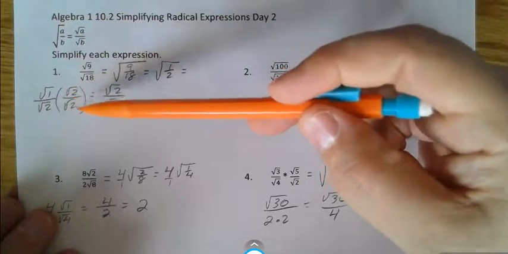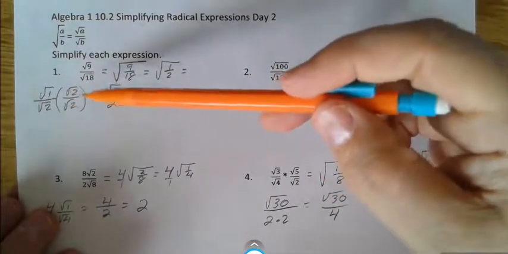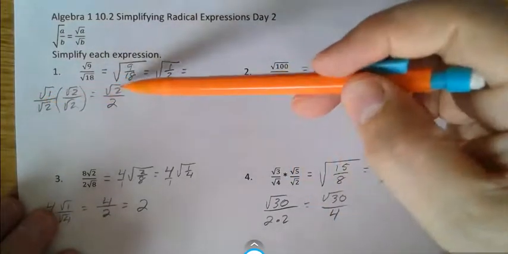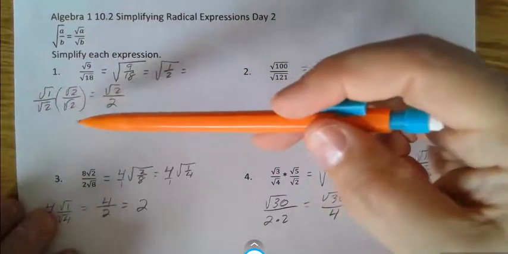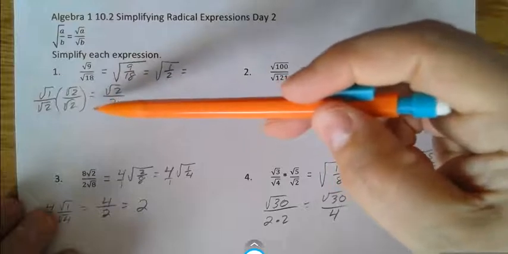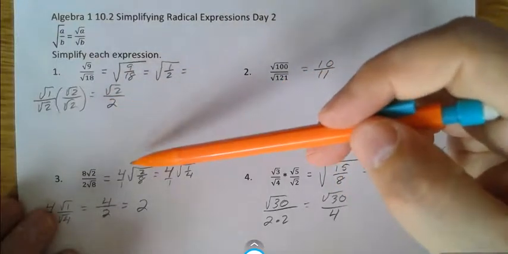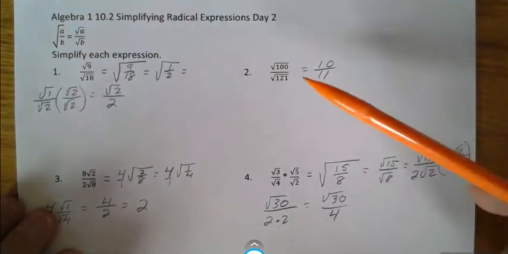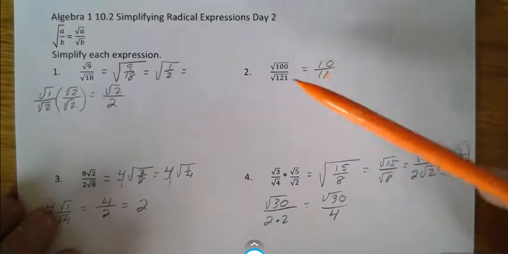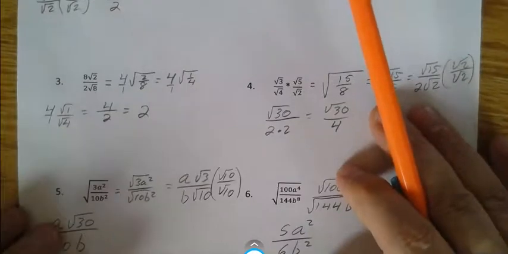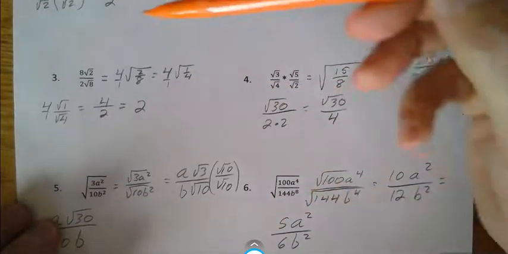Okay, we're renaming it. Okay, anyways, moving on. So when I do that, I get the square root of 2 over 2, because the square root of 2 times the square root of 2 is, a lot of steps in between here, but it's 2. All right, looking over here, square root of 100, 10, square root of 121, 11, done. Simple. 3, a little bit more complex now.